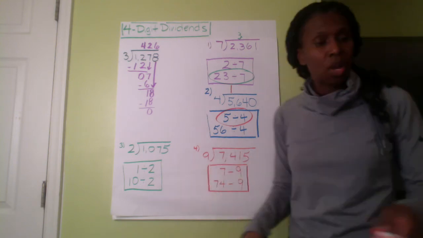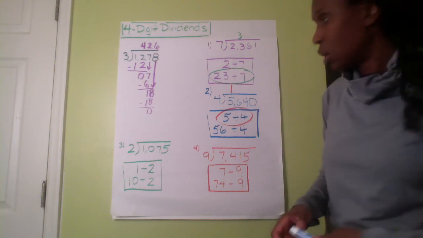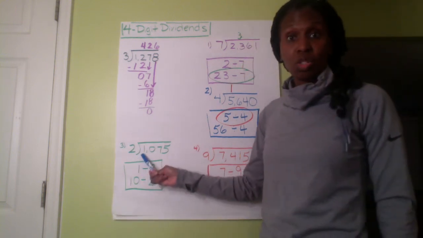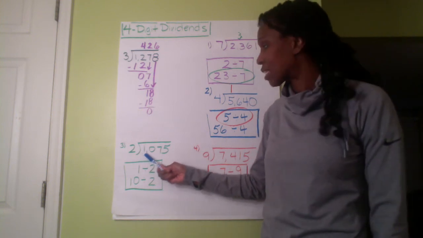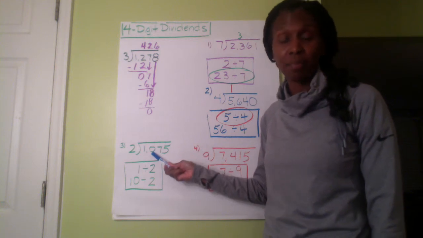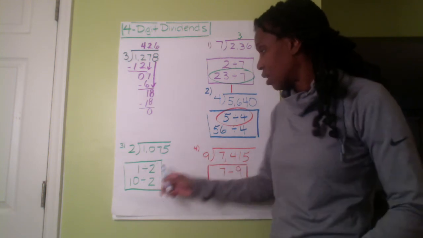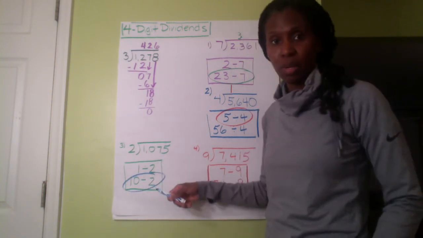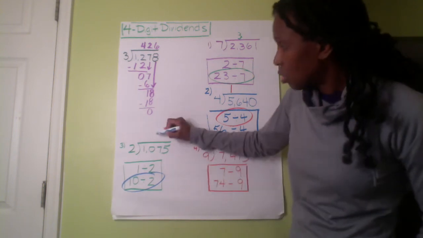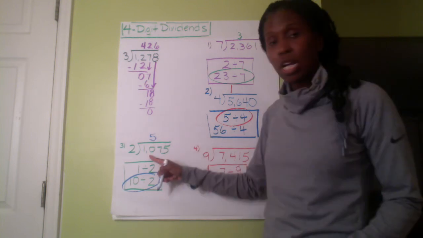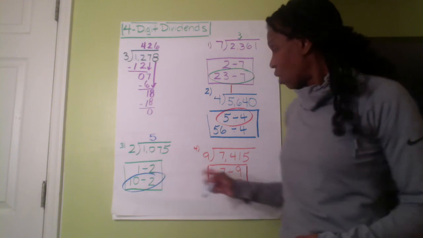Okay, the next one, number 3, 1,075 divided by 2. So let's look at the first digit. 1 divided by 2? No, that's not going to help because that's 0. So let me go ahead and slide over to include the next digit. It's 10. Can I take groups of 2 out of 10? Sure I can. So this is where I'm going to start dividing. So this is the fact that I'm going to begin with. And how many times can 2 go into 10? 5 times. Notice I'm putting the 5 right above the 0 in the number 10 because that's the number that's being divided into.